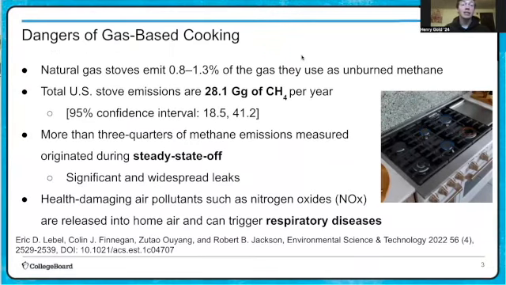First, let's discuss the dangers of gas-based cooking. Natural gas stoves emit 0.8 to 1.3% of the gas they use as unburned methane. The total US stove emissions are 28.1 gigagrams of methane per year. More than 3/4 of methane emissions measured originated during the steady state off condition, which means there must have been leaks. Additionally, health-damaging air pollutants such as nitrogen oxides are released into home air and can trigger respiratory diseases.